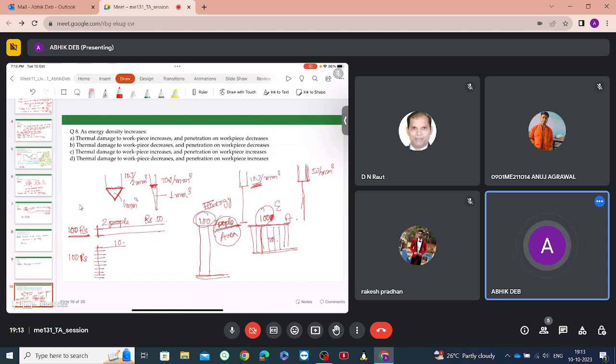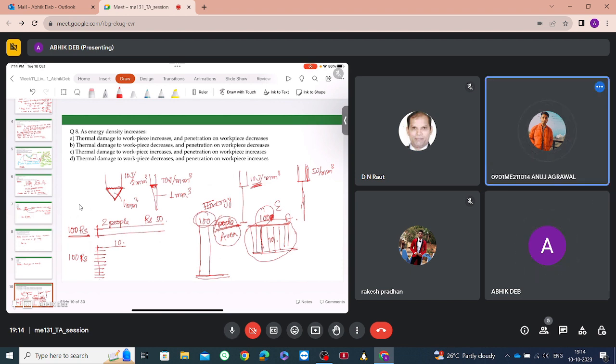But if we take the heat affected zone, which one has the more heat affected zone? In case 2. Yes. So now is it clear, like previously we were saying that with decrease in the energy density, the heat affected zone will be more. So the heat affected zone is being affected by energy density. You understood now? Yes, sir. Okay.